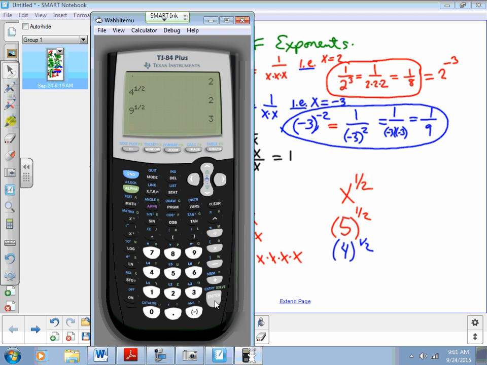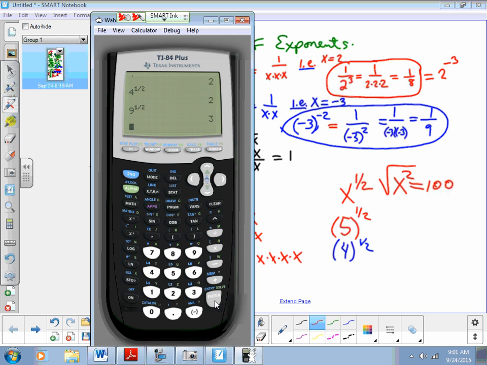Do you remember whenever you got to this point, let's say x squared equals 100, how would you solve that equation for x? Square root both sides, wouldn't you? What's the square root of x squared? X. What's the square root of 100? Okay. Actually, it's plus or minus 10, isn't it?